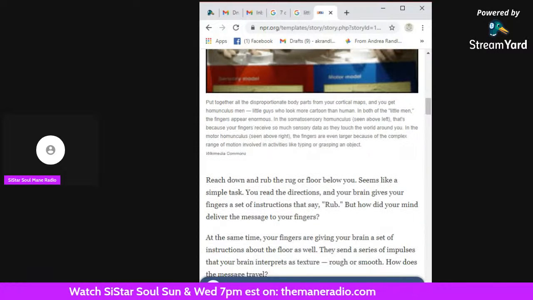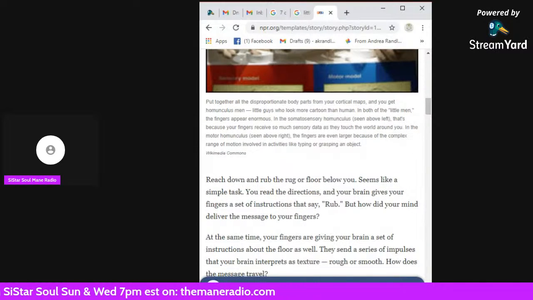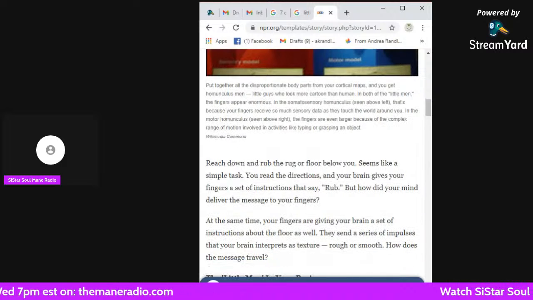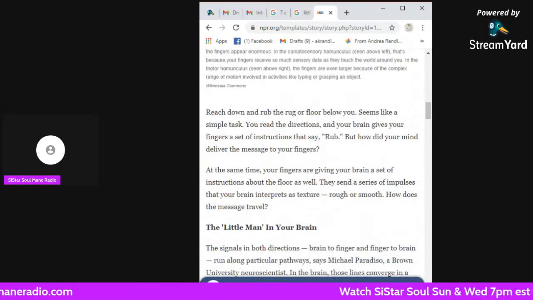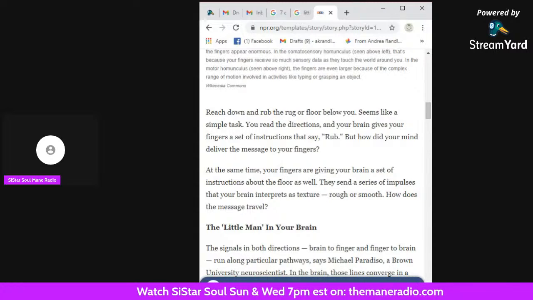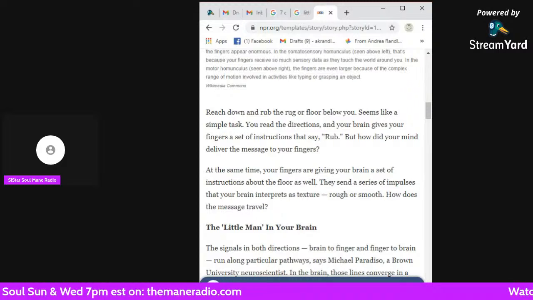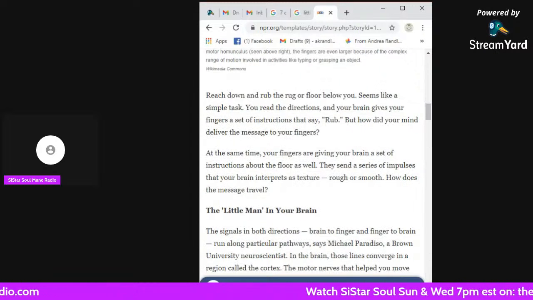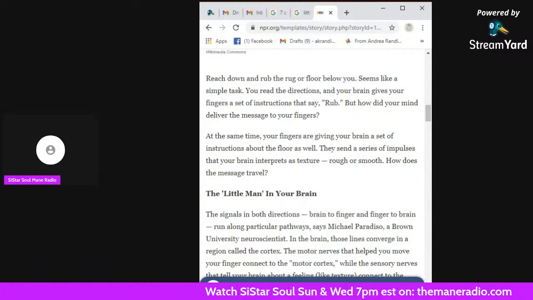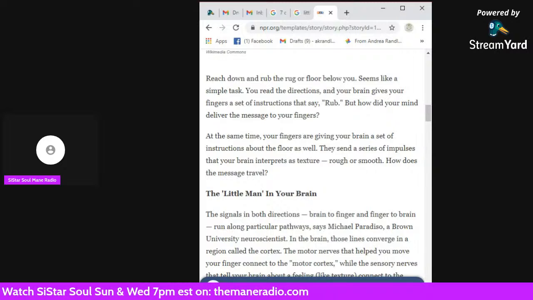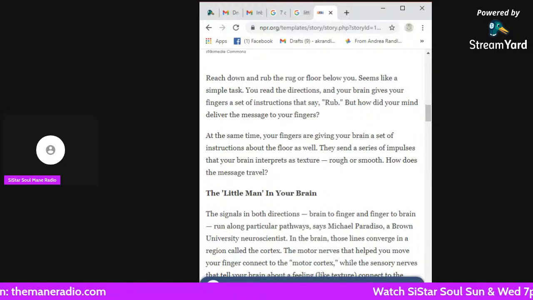Let's see. Now it says reach down to rub the floor or rug, and it seems like a simple task. You read the directions, and your brain gives your fingers a set of instructions that say rub. But how did your mind deliver the message to your fingers? How did that happen? At the same time, your fingers are giving your brain a set of instructions about the floor as well. They send a series of impulses that your brain interprets as texture, rough or smooth. How does the message travel? It travels through the little man in that brain.